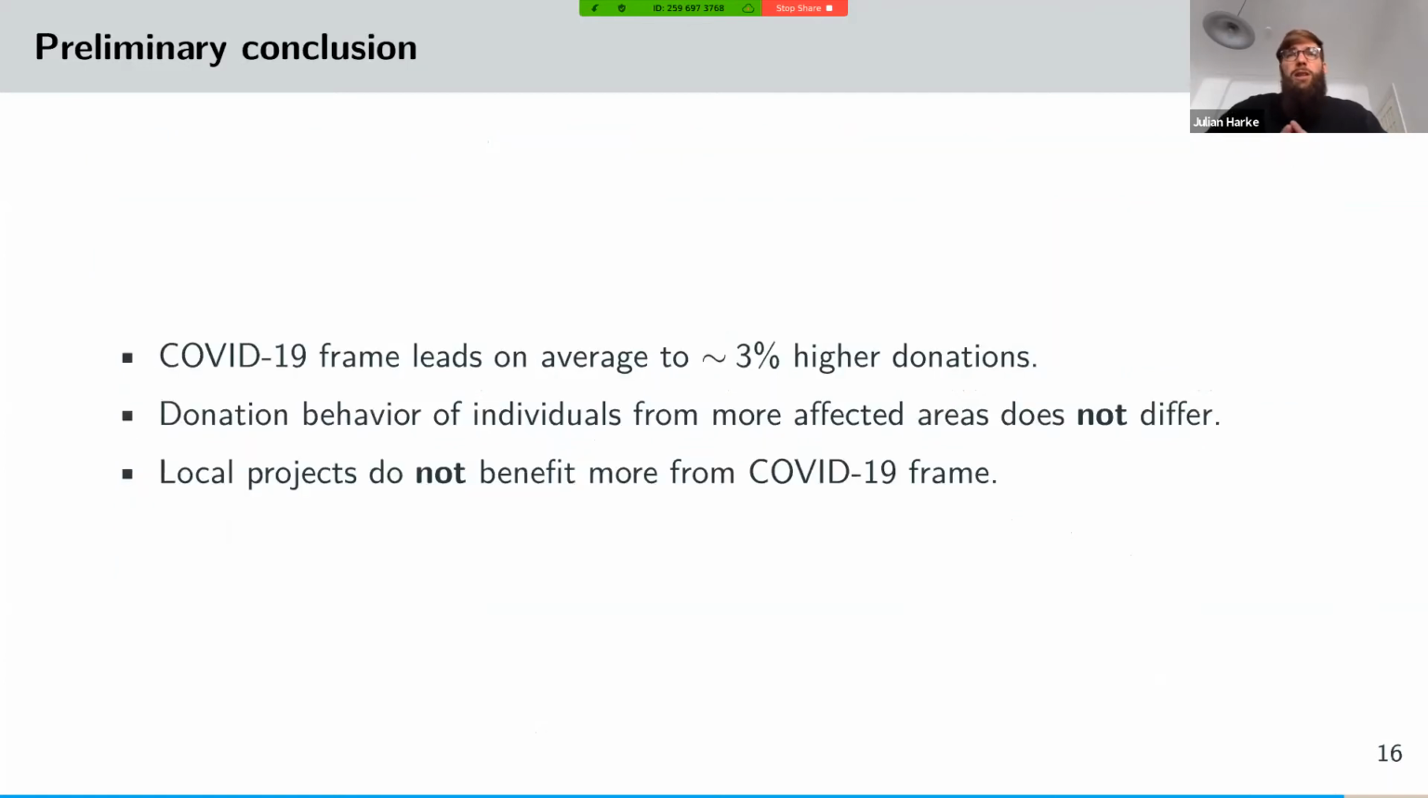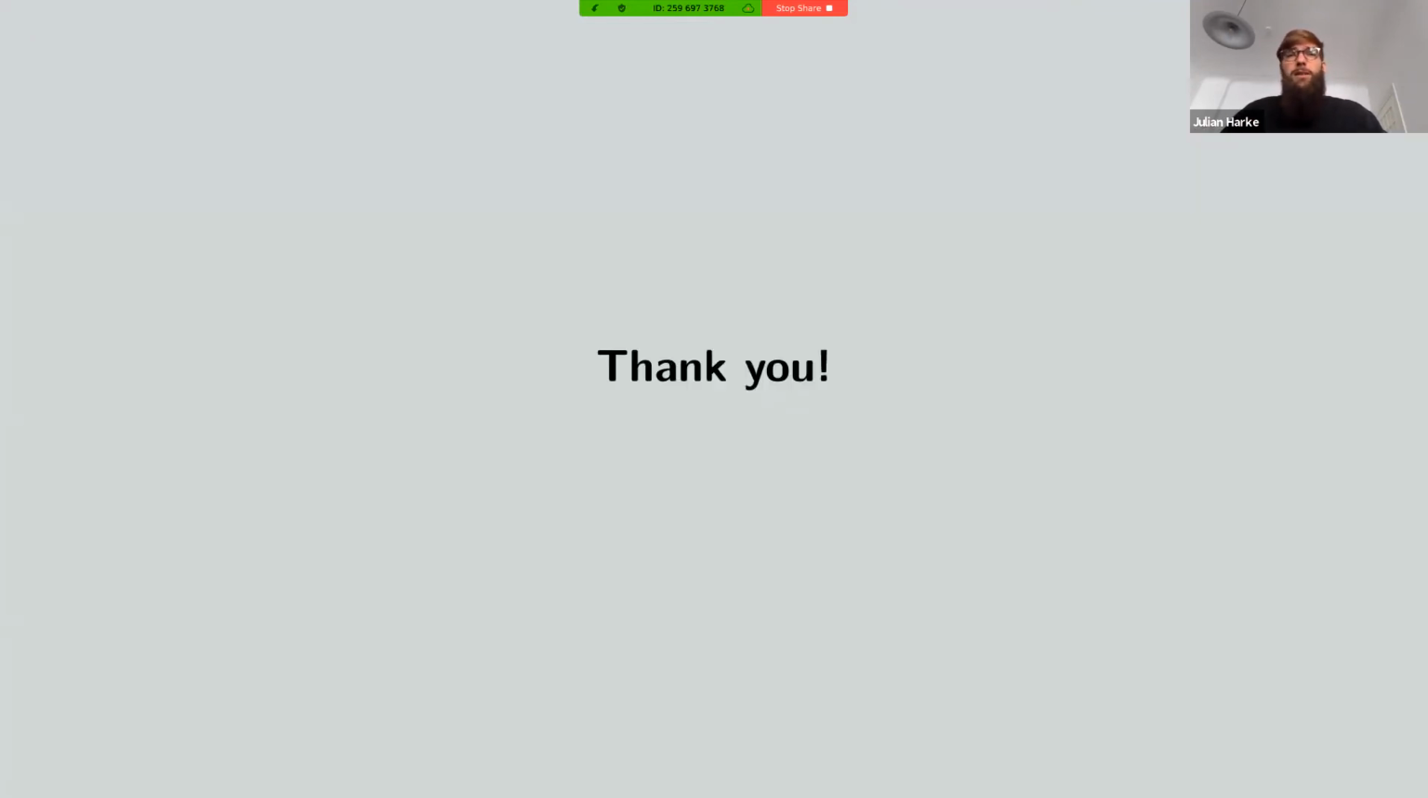So then I come already to our preliminary conclusion: the COVID-19 frame leads on average to a 3% higher donation. But we cannot show that the donation behavior of individuals from more affected areas actually differs. Neither can we show that the local projects benefit more from this COVID-19 frame. I think that's it for now, and I'm happy to take questions.